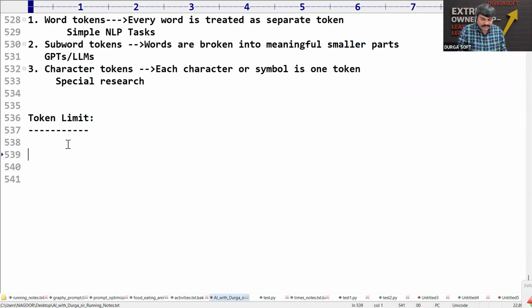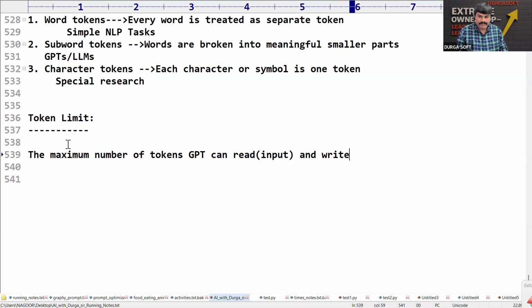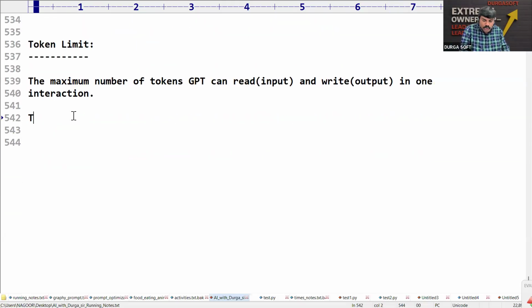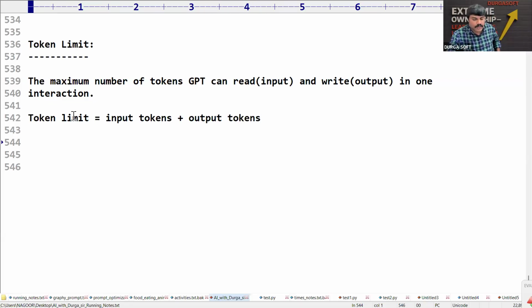Okay, token limit: the maximum number of tokens GPT can read, that's nothing but input, and write, that's nothing but output, in one interaction. So the token limit means both input tokens plus output tokens. Both things come into the picture, right?